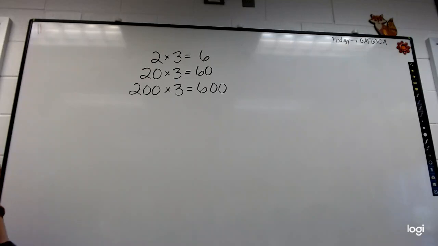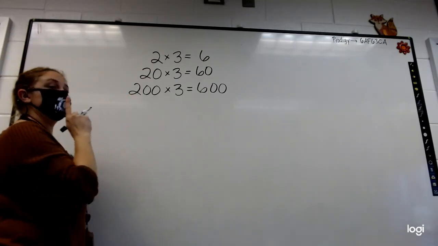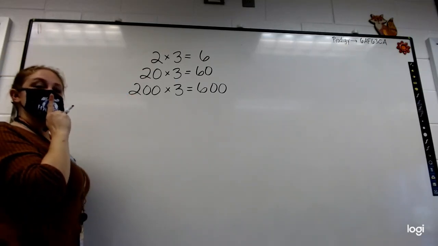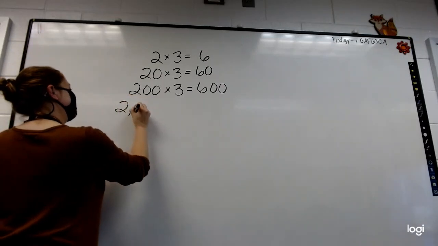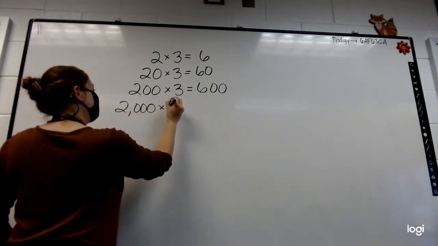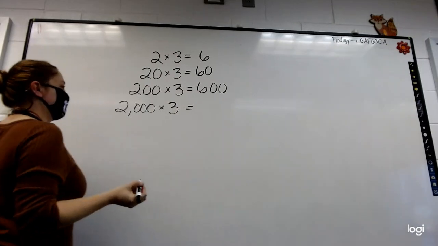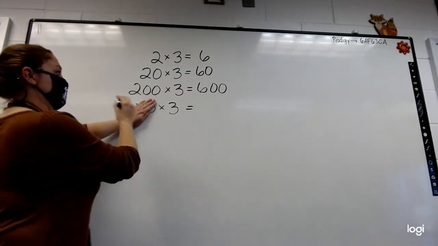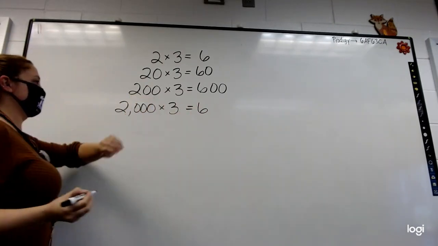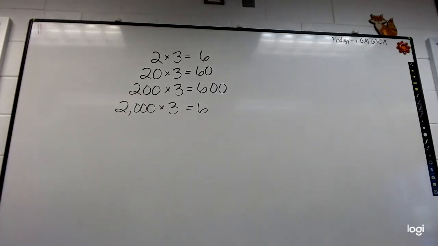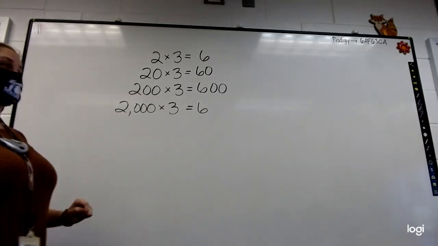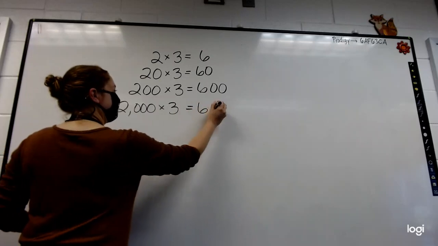Let's try another one. If I have 2,000 times 3, I cover up all my zeros. We know 2 times 3 is 6. This time, how many zeros do I add to the end of my answer? Madeline? 3. 1, 2, 3.